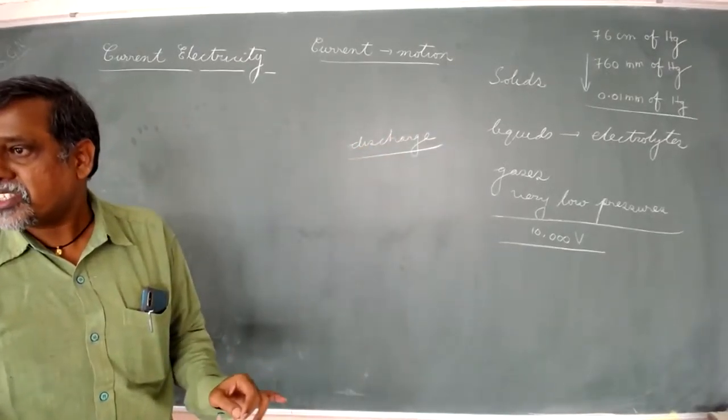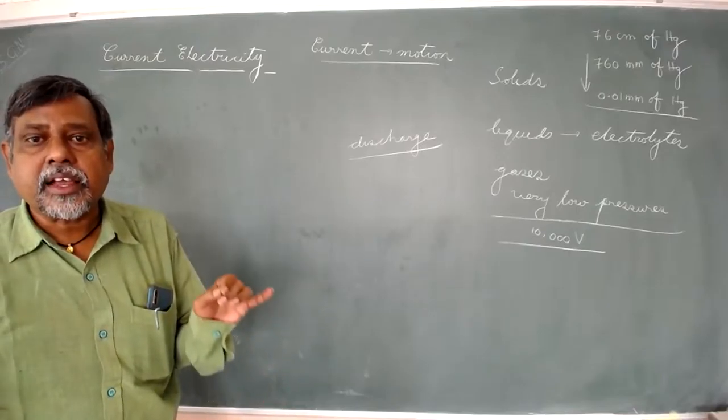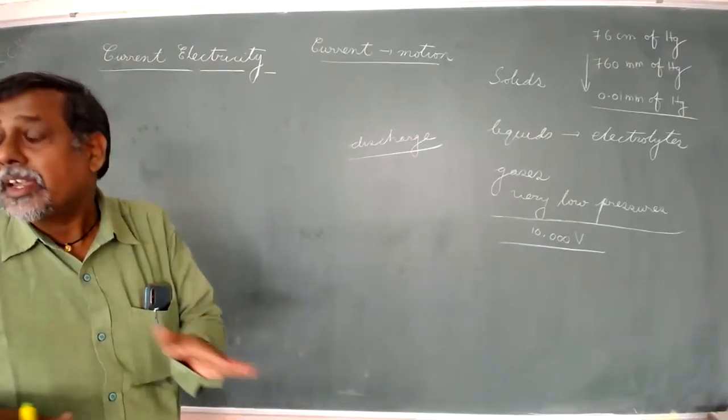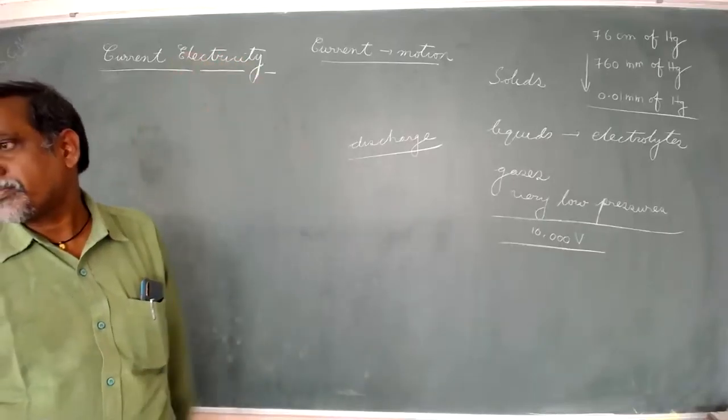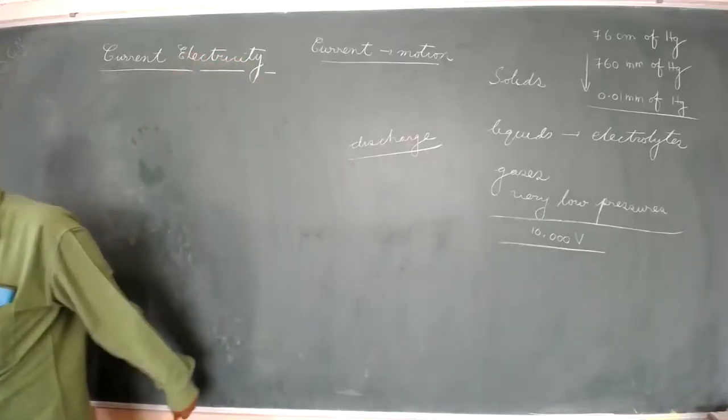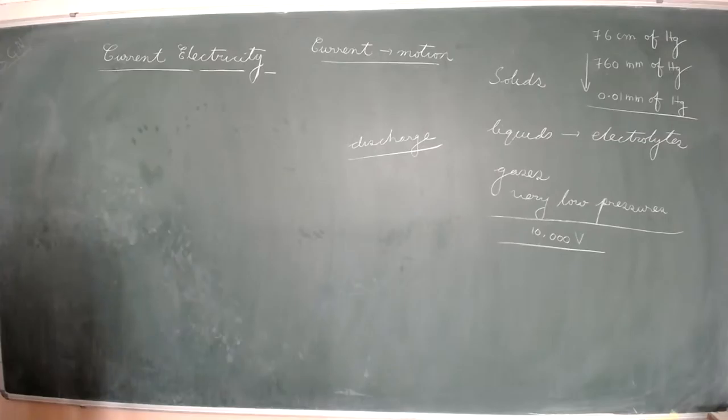Discharge means electrical conduction through gases at low pressures. What do you mean by discharge? Discharge means the electrical conduction through the gases under low pressures. That is called a discharge. That is the name given.